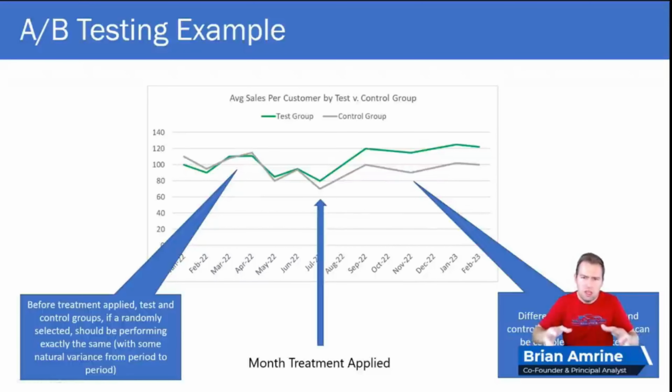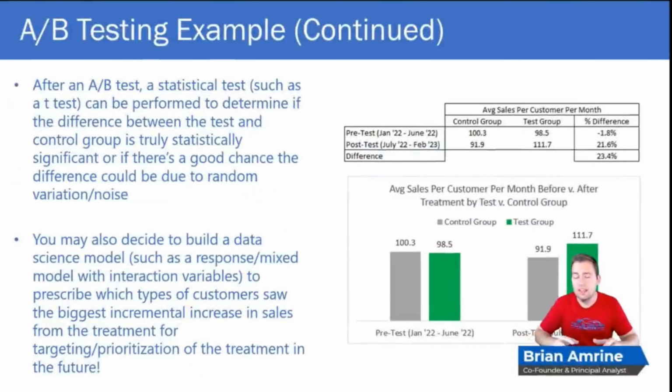This is a great visual to show to an executive to prove that this treatment had an impact. Now, at the end of the A/B test, we'll want to assess the difference between the test and control groups before the test, pre-test, and post-test.